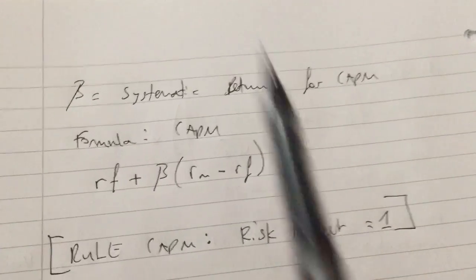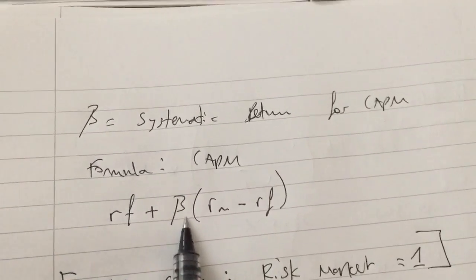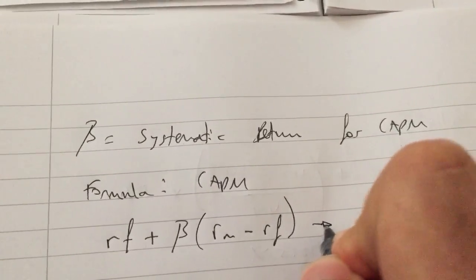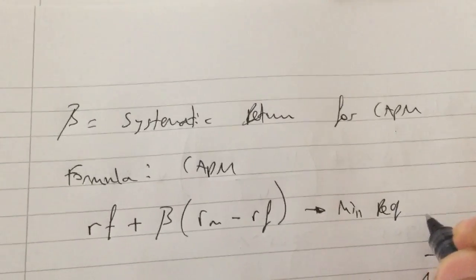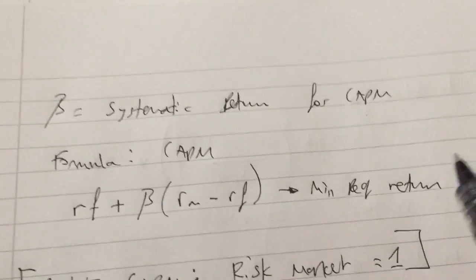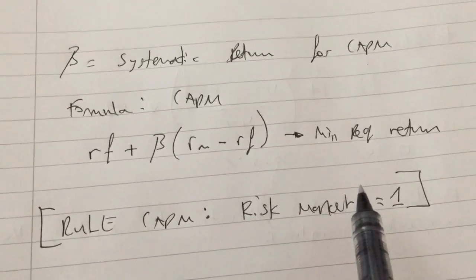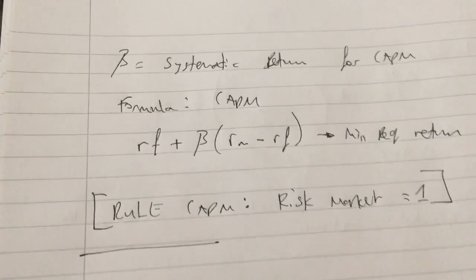So beta equals systematic return. CAPM is all about beta, systematic return. This is the formula that we're mainly using, and what this formula shows is the minimum required return. That's what we need to do for question 1: work out the minimum required return. And the rule is, for CAPM, the risk of the market is always 1. Those are the main pieces that we need to know for seminar 8.